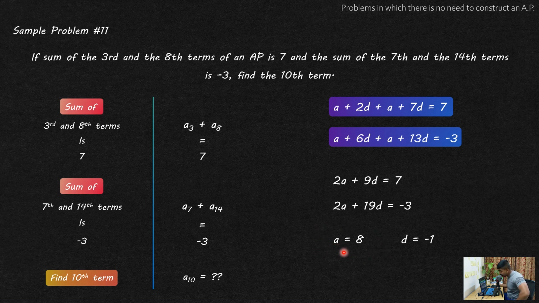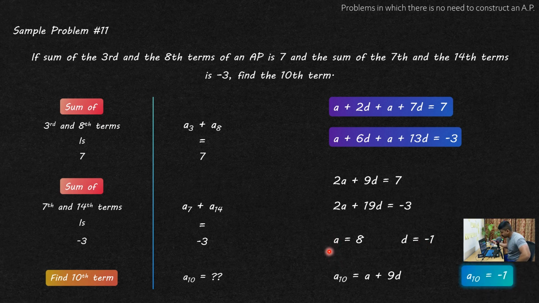So A is equal to 8, D is equal to minus 1, and A10 is equal to A plus 9D. Substitute the values of A and D. We have A10 equals -1.